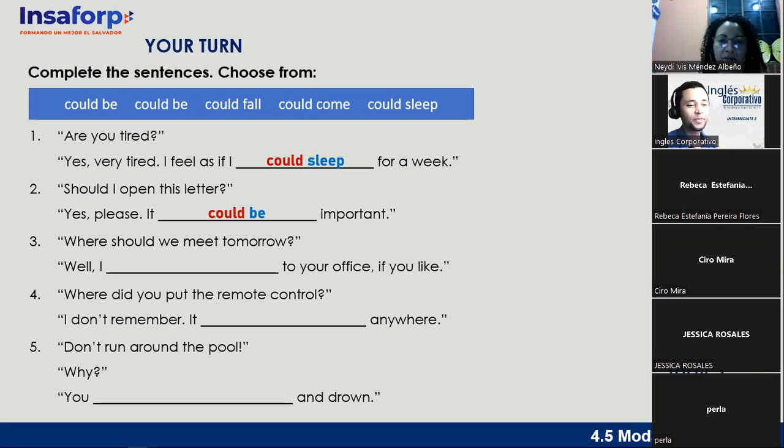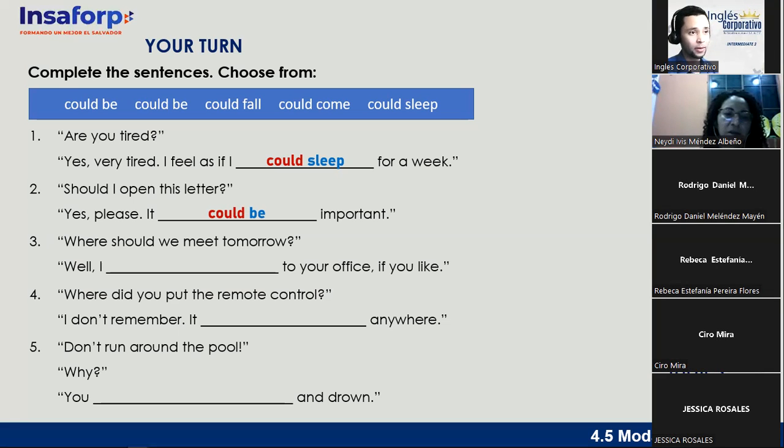Okay, thank you. Yeah, that's right. It could be important. That means it's possible that the letter is important. So open it. Thank you, Navy. Number three, a volunteer, please. Who wants to try? Let's do it.